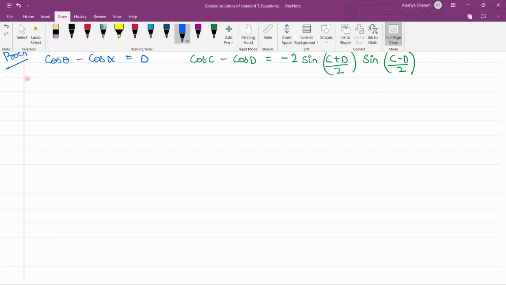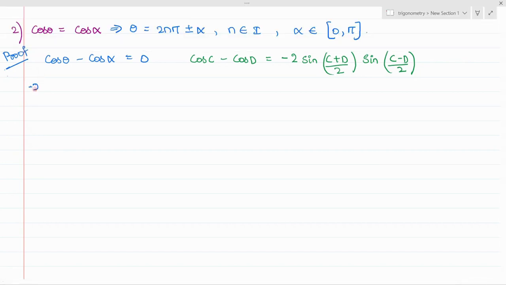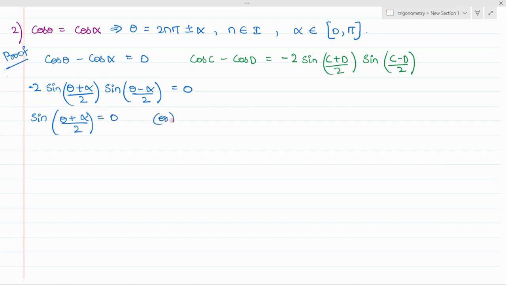Use this formula over here, it becomes minus 2 times sine, where C is nothing but theta and D is nothing but alpha. So sine of (theta plus alpha)/2 times sine of (theta minus alpha)/2 is equal to 0. This equation will be 0 whenever sine (theta plus alpha)/2 is 0, or the other condition, sine (theta minus alpha)/2 is 0.